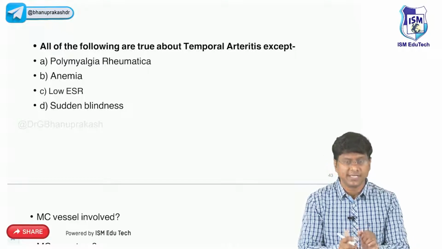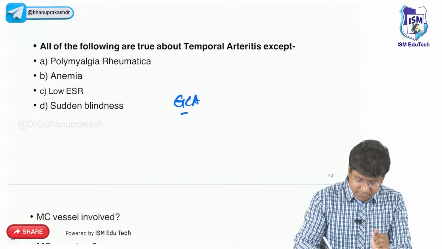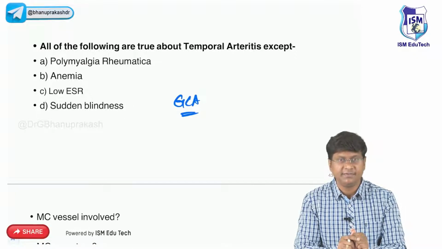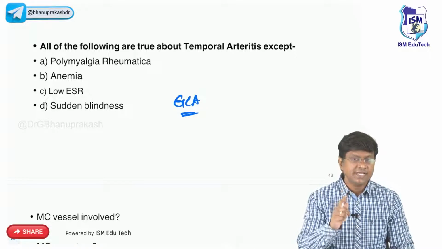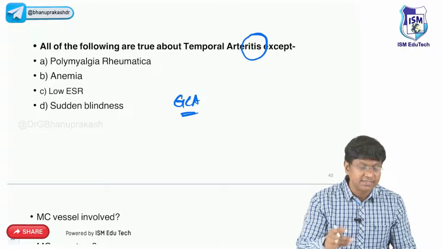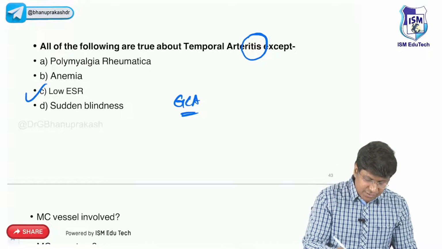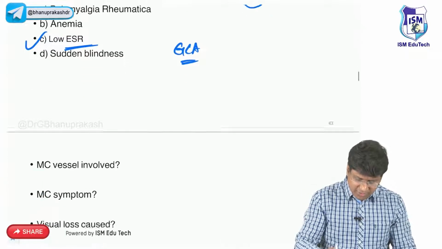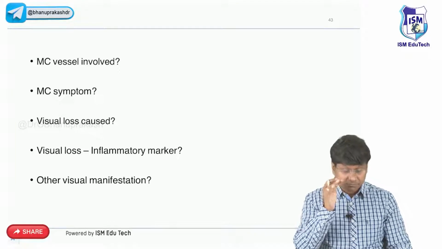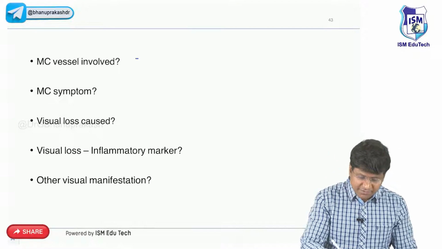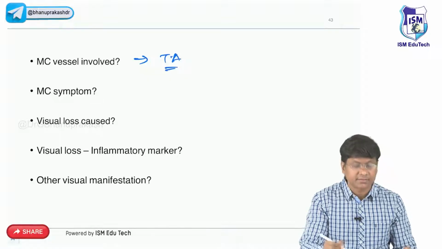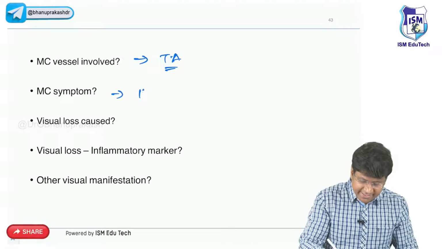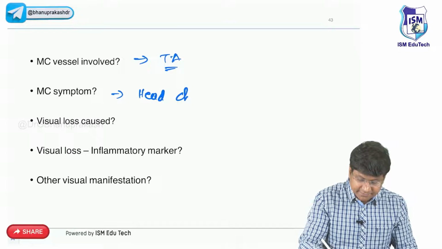All of the following are true about temporal arteritis except: polymyalgia rheumatica, anemia, low ESR, and sudden blindness. Remember, when you are using the word arteritis, the marker of inflammation should be elevated. So they will not have a low ESR; they will have a high ESR. Then what about the next important question? The most common vessel affected in giant cell arteritis is nothing but the temporal artery, and thereby the individual will also have headache.